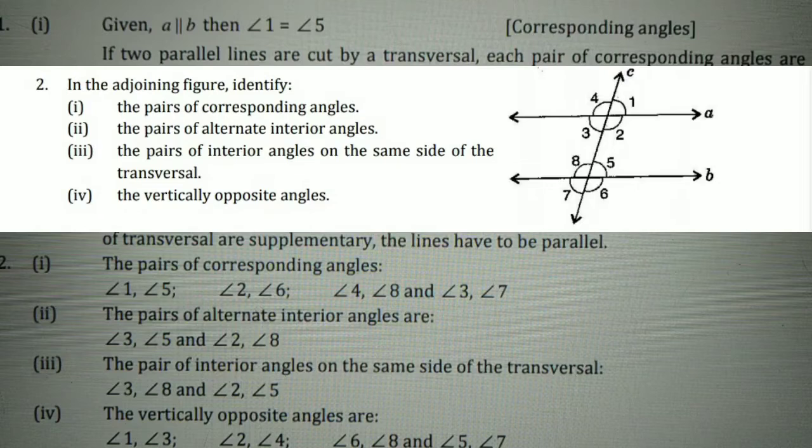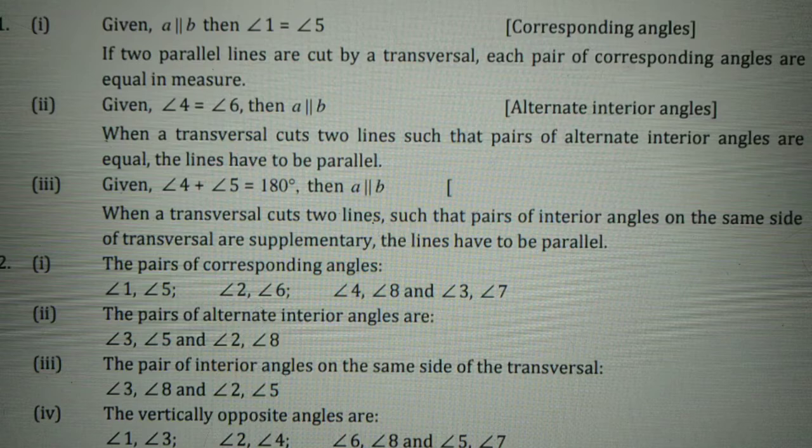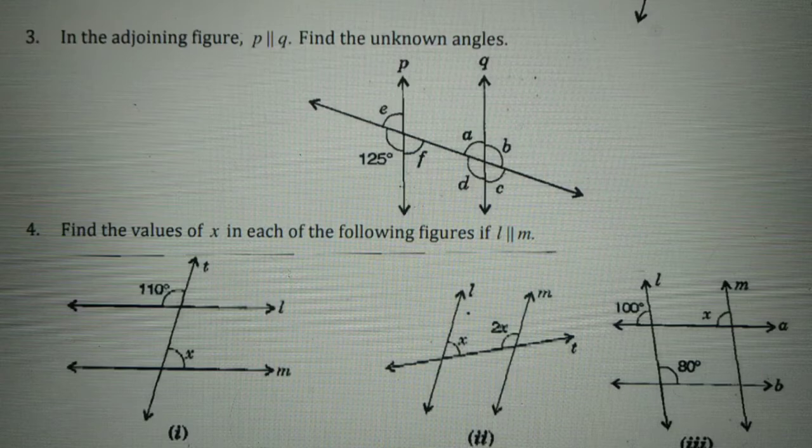Next are the vertically opposite angles. Angles 1 and 3 are vertically opposite, 2 and 4 are vertically opposite, 6 and 8 are vertically opposite, and 5 and 7 are vertically opposite. So we get four sets of angles which are vertically opposite, because we have a total of 8 angles. So these are the 4 pairs of angles by which we can prove the vertically opposite angles.